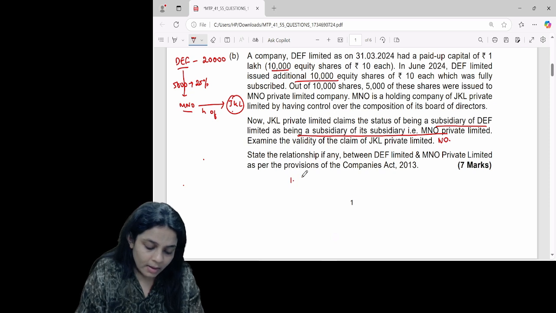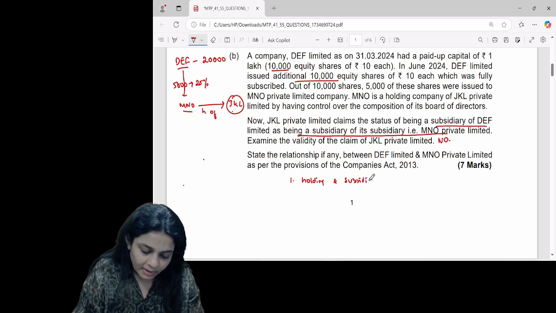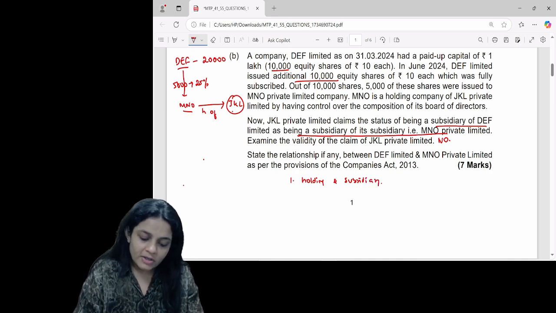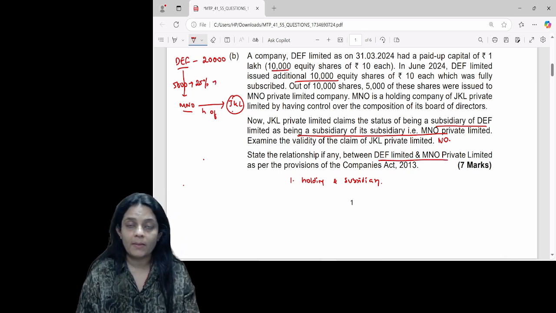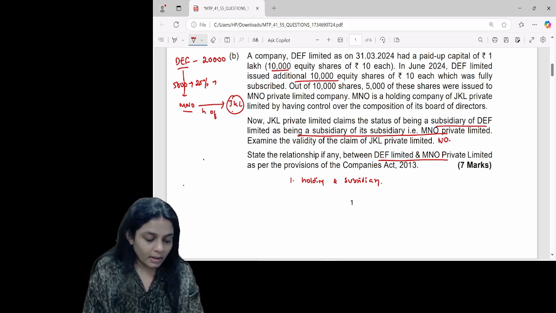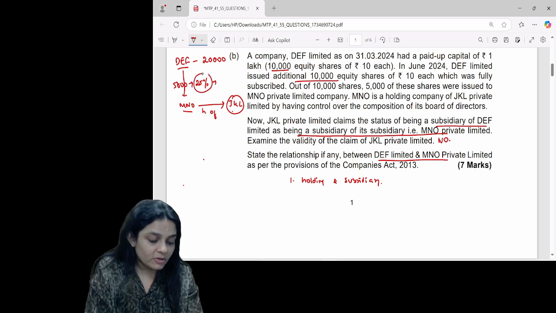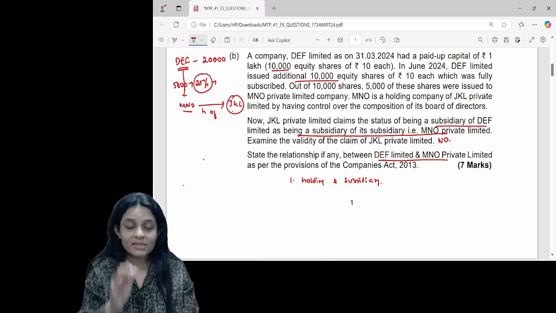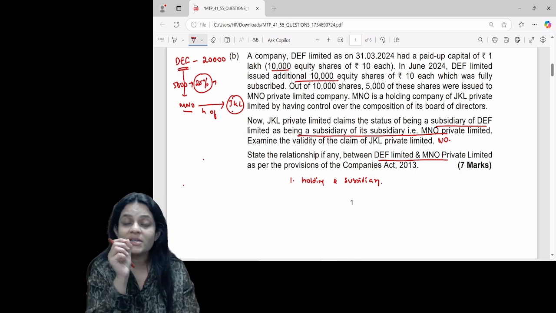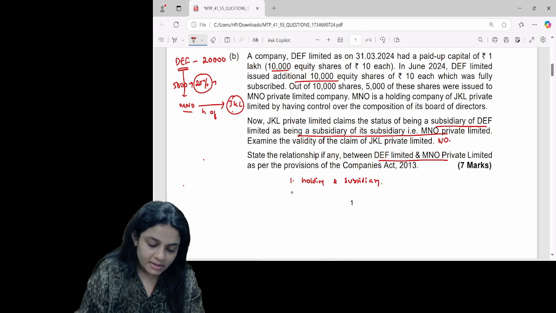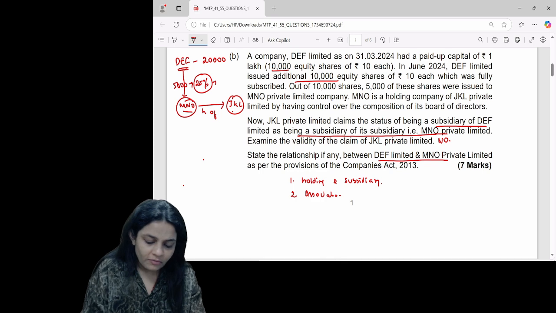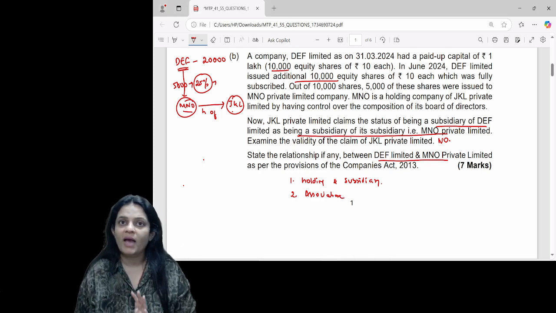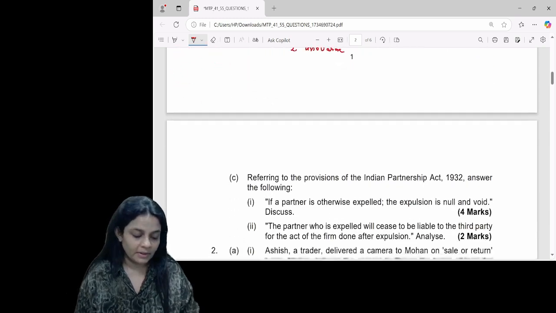So basically here, I have to write provisions about holding and subsidiary, correct? State the relation, if any, between DEF and MNO. So is there any relationship between DEF and MNO? MNO is holding 25% of the shares of DEF. On this, we can say they have a relation of 25%, which is significant influence, which is an associate company. So can I say that DEF is an associate of MNO, right? So the second provision that we have to write here is about associate company.